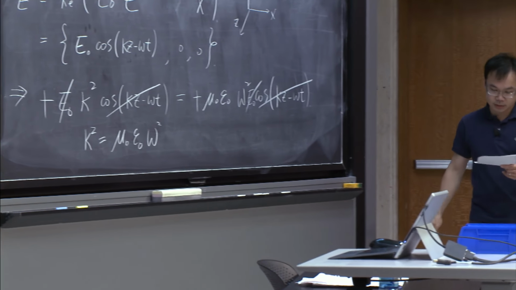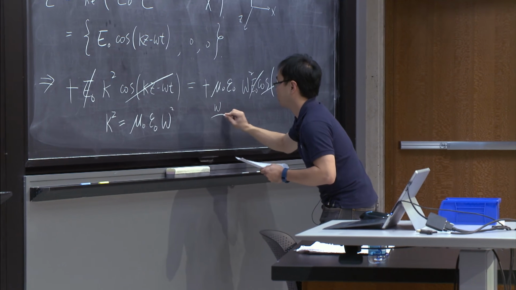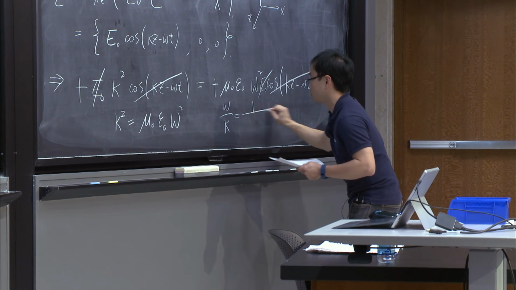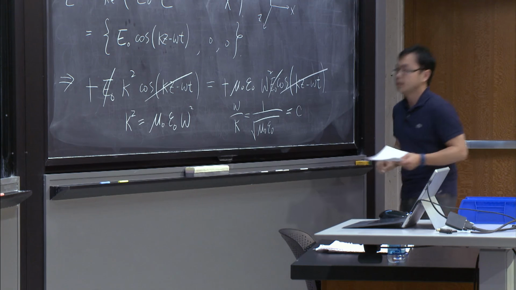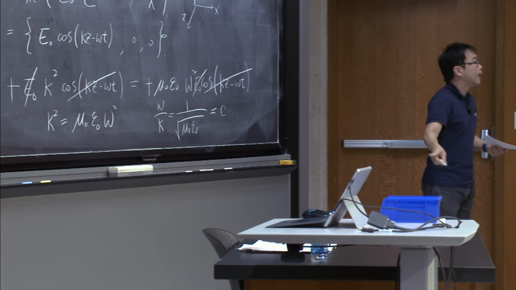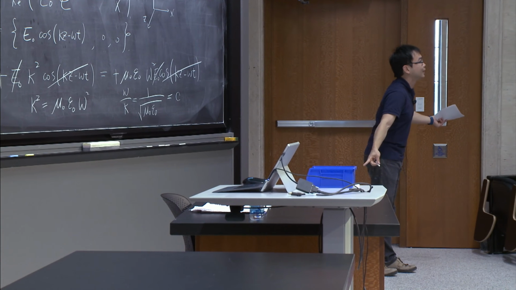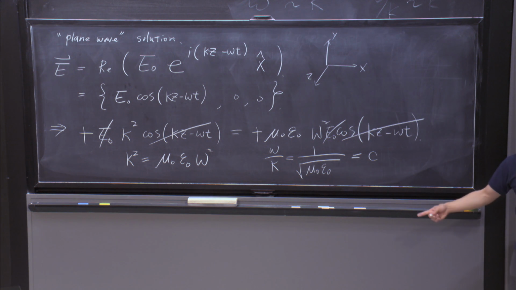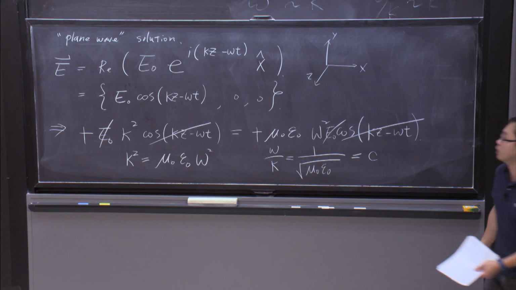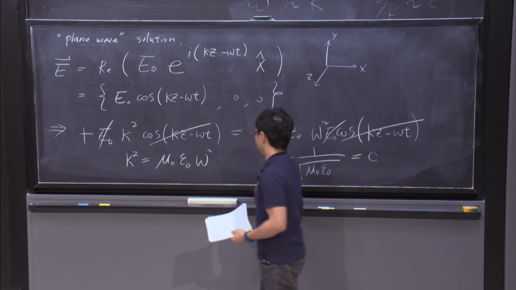So that means there should be a fixed relation between k and omega, which is actually omega over k will be equal to 1 over square root of mu 0 epsilon 0, and this is equal to c. If this is satisfied, then the plane wave is a solution to the wave equation. Only when this is satisfied. Otherwise, you can write down an arbitrary plane wave equation, but it is not a solution of Maxwell's equation.